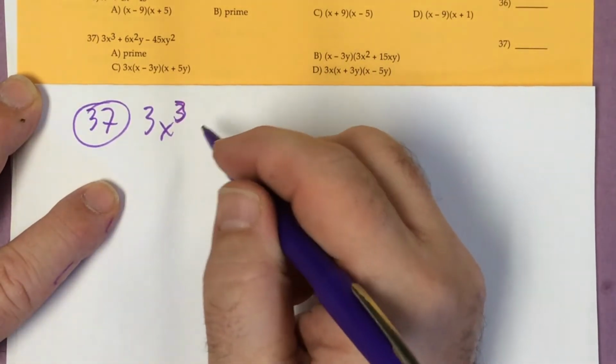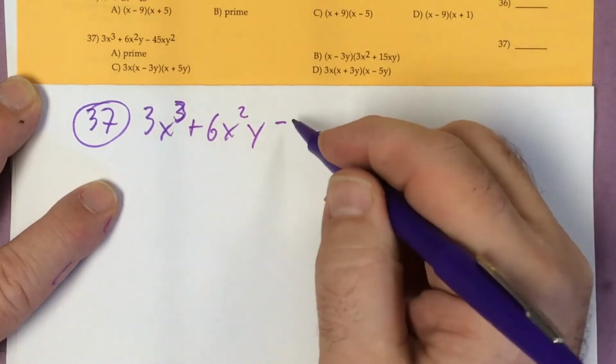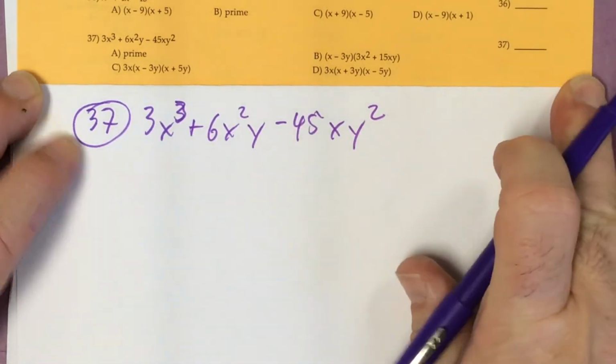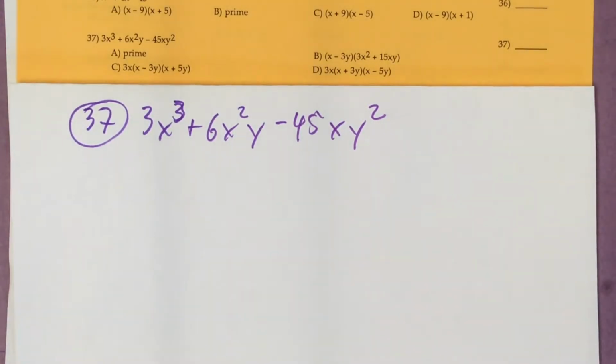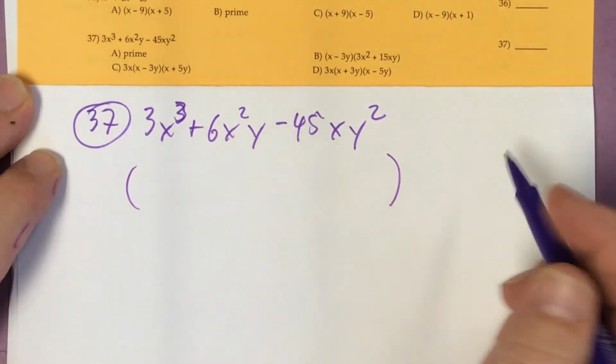So 3x to the third plus 6x squared y minus 45xy squared. Among the last videos that you should see at the end of chapter 4 is what we call factor completely. And as I mentioned in those videos, the first type of factoring you always need to look for is the greatest common factor. So that's what's going to be applied in question 37 here.